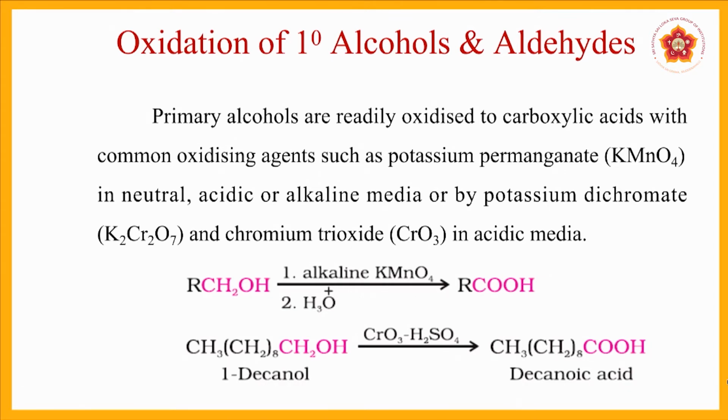As an example, decanol gives you decanoic acid. They also use CrO3 and H2SO4, where this, for a long-term reaction, can be converted into carboxylic acids. So, what are the reagents here? One is potassium permanganate. You can also use potassium dichromate, and you can also use chromium trioxide. The only thing is that potassium permanganate and potassium dichromate are very strong oxidizing agents, whereas chromic oxide will be more or less a controlled oxidation reaction in these cases.